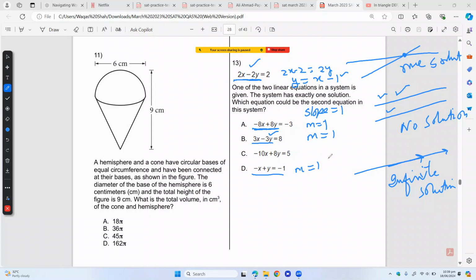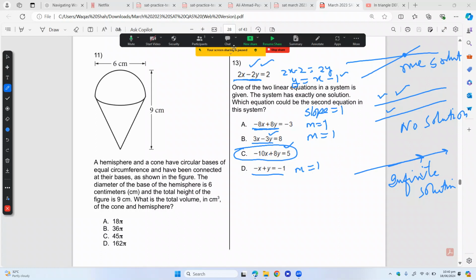So in these three situations, the lines are not intersecting each other, instead they are parallel. These are the unwanted situations. Here the slope is not 1, so this line will intersect the given line at one place only. So this is the required answer. If we combine this equation with this one in an xy plane, they will intersect at one place only. I hope you understand this.